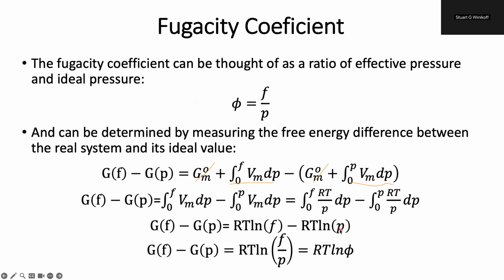Now, using log laws, I can go ahead and combine these by using a ratio of the fugacity to the pressure. Well, as we see up here, the fugacity over the pressure is just the fugacity coefficient. That means the difference between the real and the ideal behavior, or the real and ideal free energy, is just going to be RT times the natural log of the fugacity coefficient.